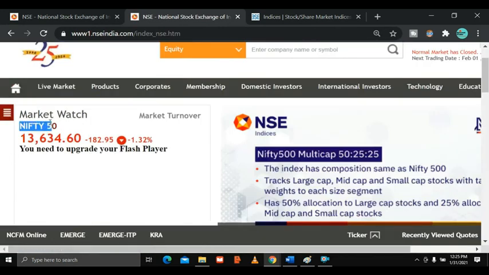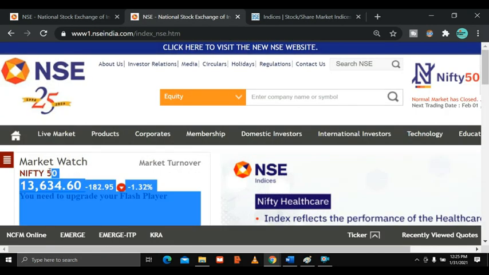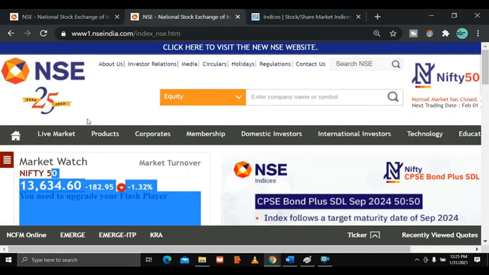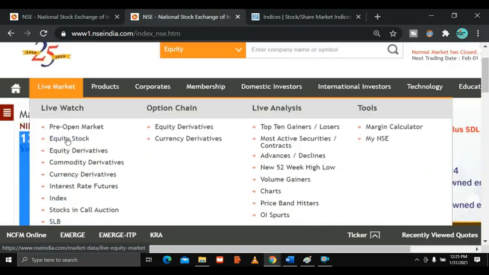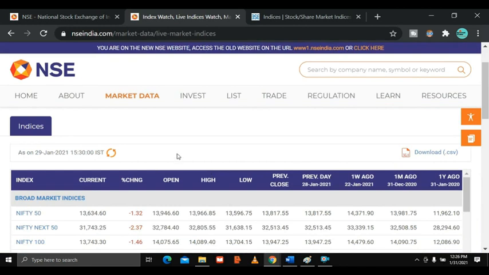What is this? Nifty 50. How much is it right now? 13,634. Then what is this one? Nifty 50. Where is it? It is in the National Stock Exchange. But what about this Sensex? It is in the Bombay Stock Exchange. That means if I go back to the live market, if I go to index. Okay, this website, why they keep changing the website, I really don't know.